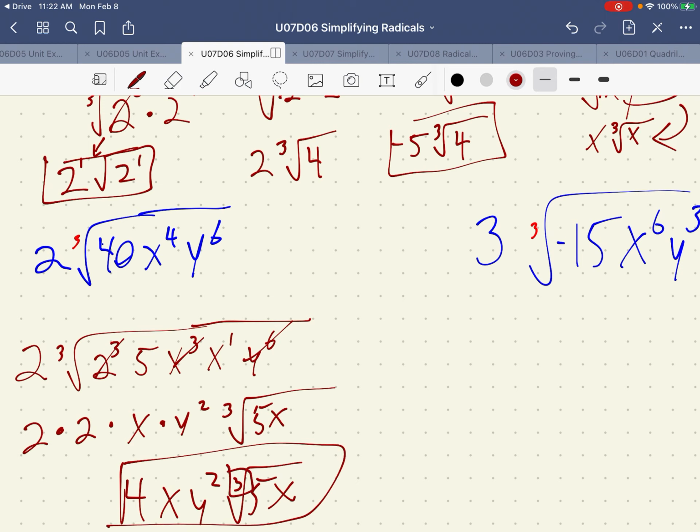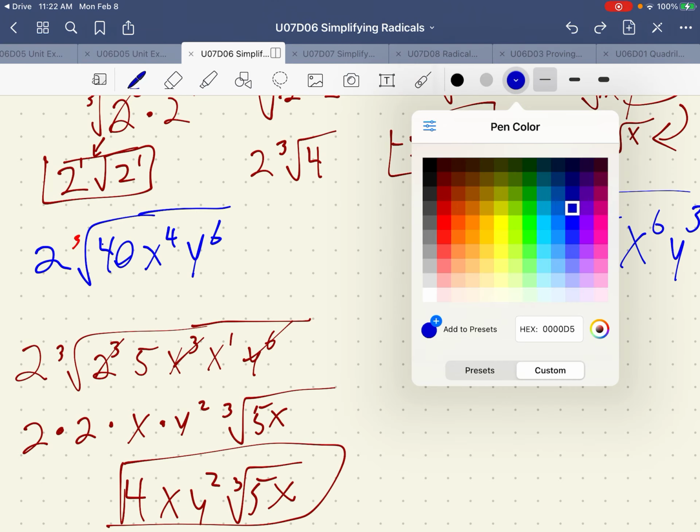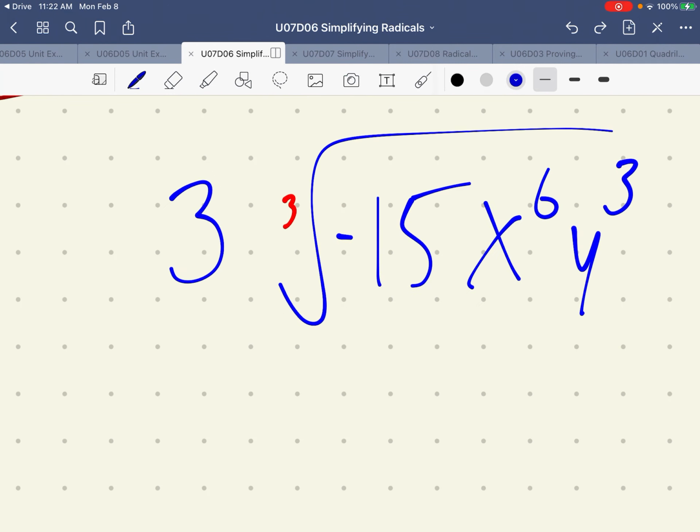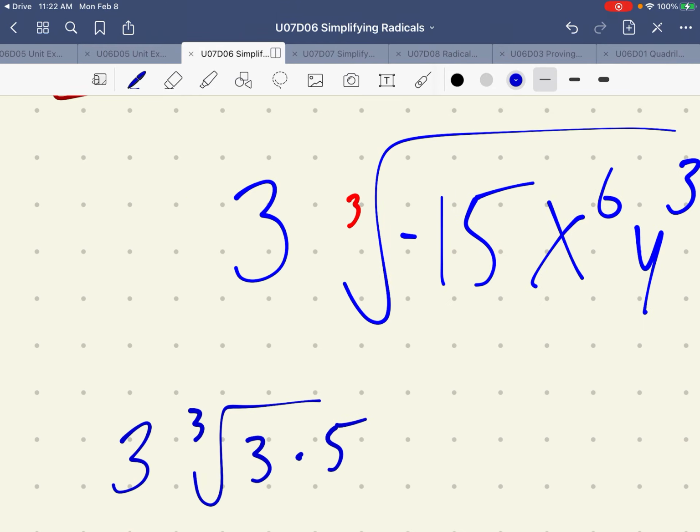Don't make a mistake and misread the index as an exponent. And we have one more question to do, and that is here. Same problem from before. We have a 3. We have the cubic root of the 15, which is just a 3 and a 5. Oh, the negative comes out in this case because we have an odd index.